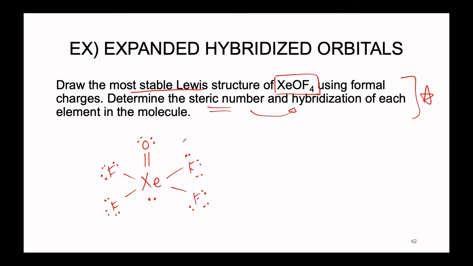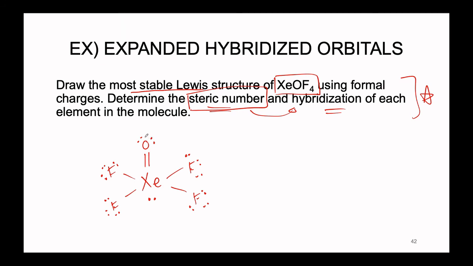If your structure does not agree with this, double check that you had the proper valence electron count in your pool, double check your formal charges. If there are any confusions, please do not hesitate to let me know. But now that we have the most stable structure drawn, let's identify the steric number around each of these individual atoms, and we can use the steric number to predict what the hybridization of the atom is going to be. All right, so let's start with our oxygen up on top.